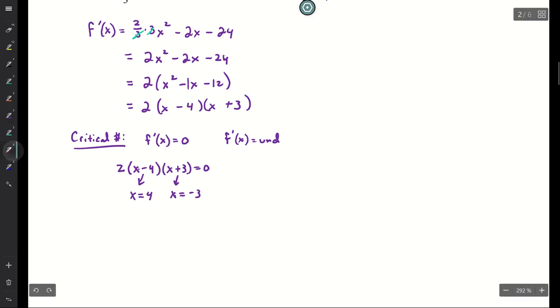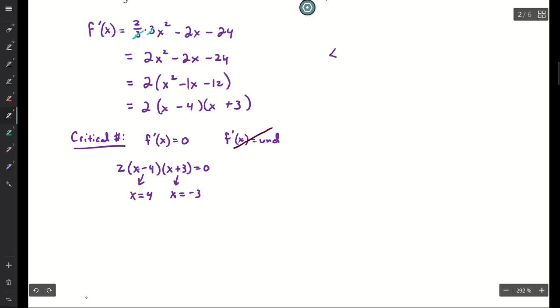All right, on the next thing I had to think about, finding out where f prime is undefined. Because my derivative is a polynomial function, there's not going to be any values for which the derivative is undefined. So we've got our critical numbers here being x is 4 and x is negative 3. All right, now the next thing to ask for was increasing, decreasing behavior. And on that, we're going to do a number line test with our derivative and our critical numbers.